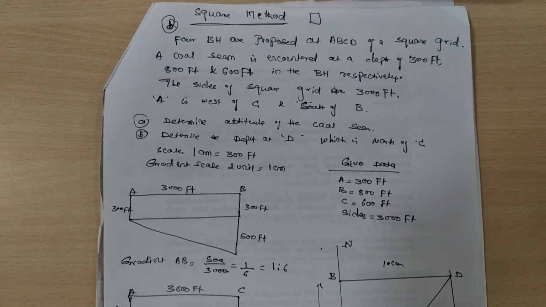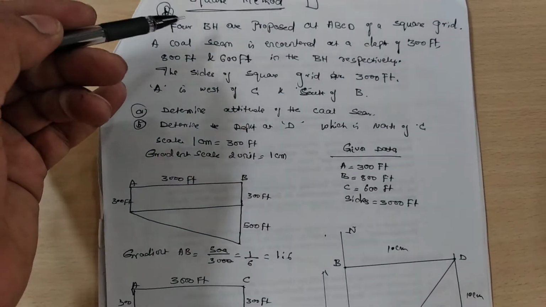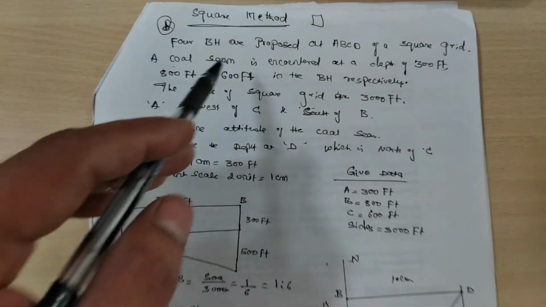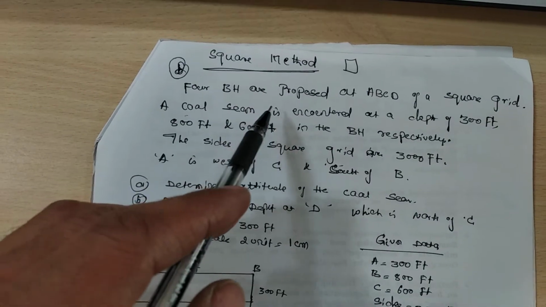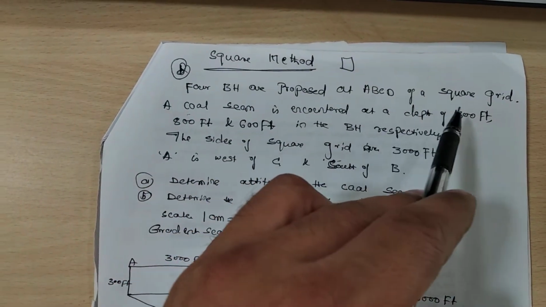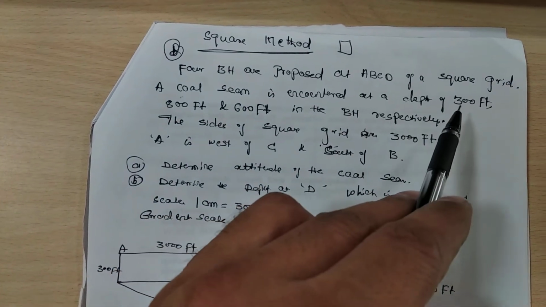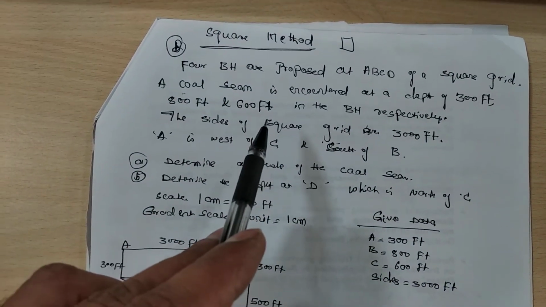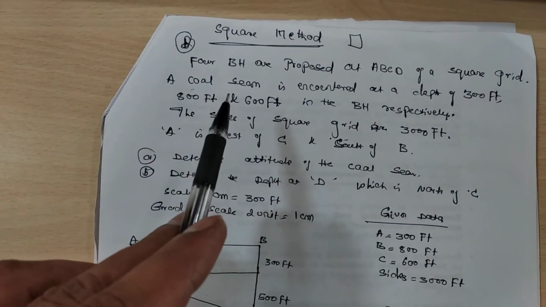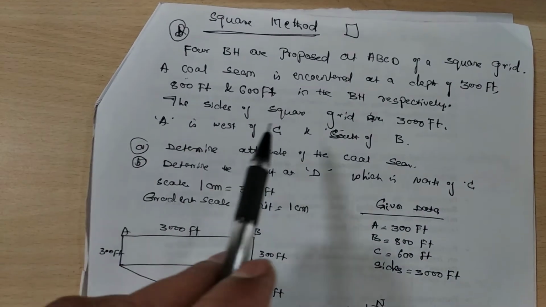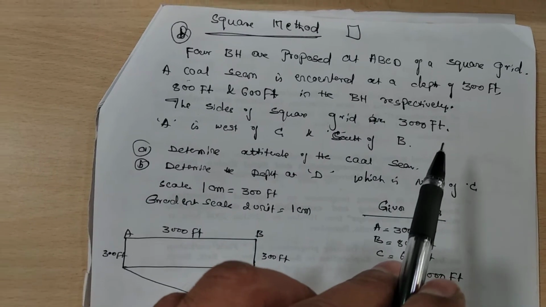Now let's start with the square method. This is the second type of method in boreholes. So here we are giving the 4 boreholes. 4 boreholes are proposed at ABCD square grid, and a coal seam is encountered at a depth of 300 feet, 800 feet, and 600 feet. We are giving only the 3 boreholes' depth. And the sides of the square of the grid will be 3000 feet.